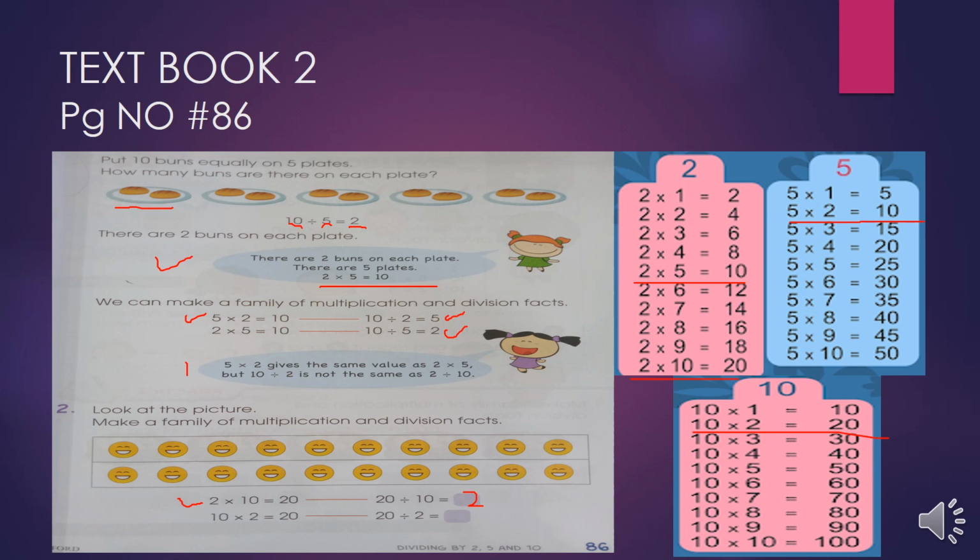and when 20 is divided into 2 equal groups, in each group there will be 10 smileys. 20 is the total number, and when we are dividing into 2 equal groups, in each group there will be 10 smileys. So when 20 comes in 2 table, 10s are. You can see the tables. Now you're going to get it, how tables are very important. So this is how we can make a family of multiplication and division facts.